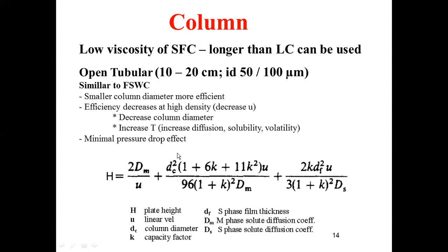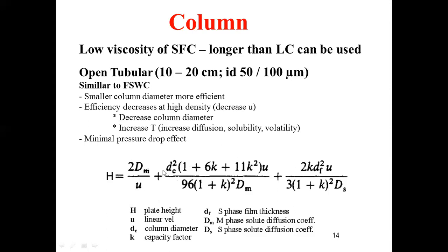As a result of the minimal pressure drop while using the open tubular column, you can look at this equation: H is equal to B by u plus Cs into u plus Cm into u, where B involves the diffusion coefficient of the solute in the mobile phase and u is the linear velocity of the mobile phase. Everything is associated here. This is the modernized version of the Van Deemter equation.